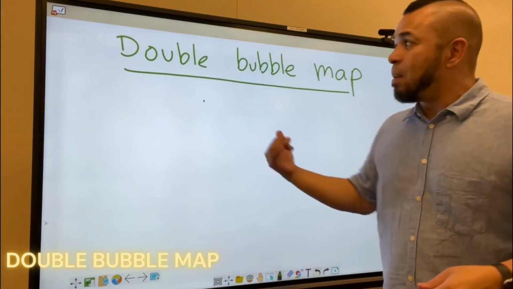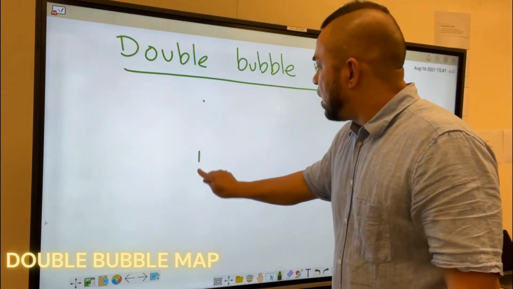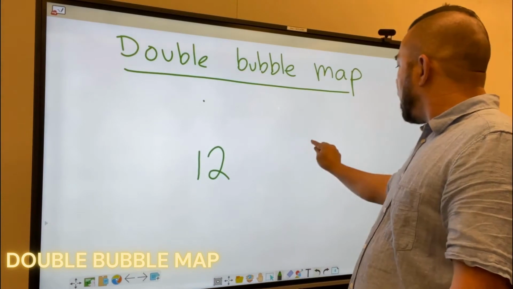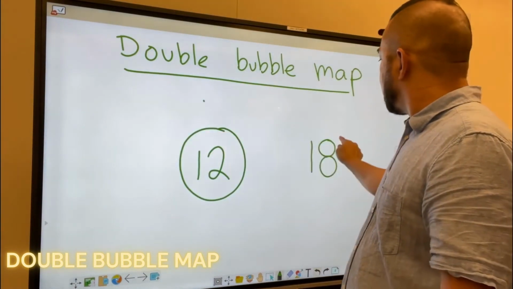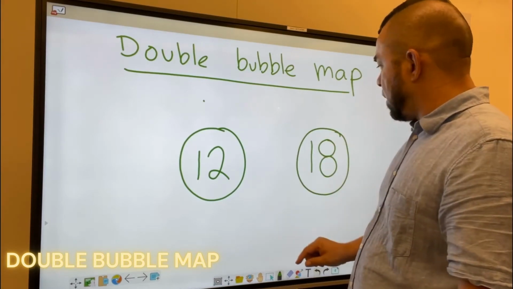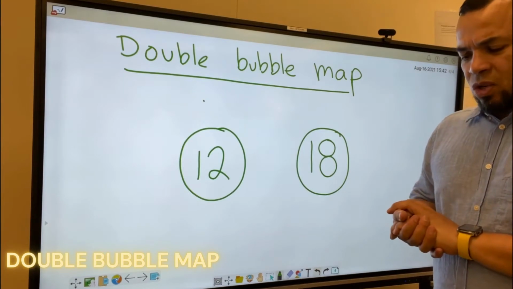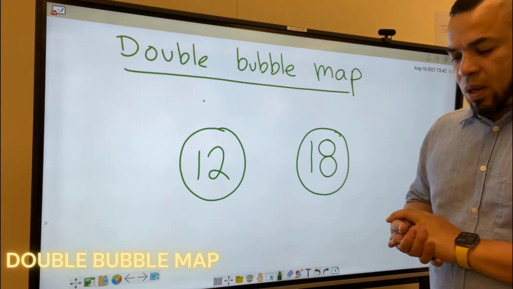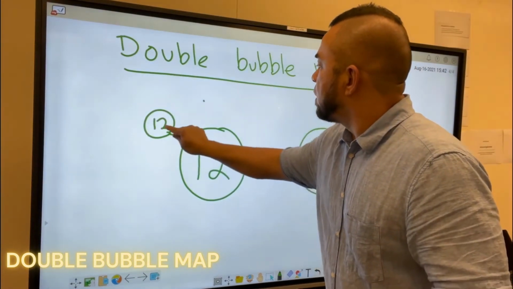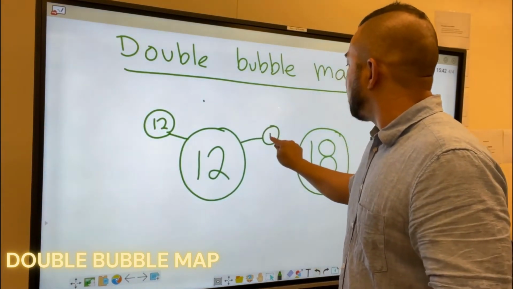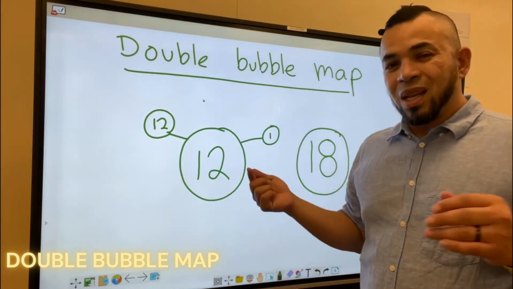Okay, so now let's jump into the double bubble map. And again, we're looking for the greatest common factor for 12 and 18. So I'm gonna make bubbles. Okay, so now I'm going to think of the factors of 12 first, okay? So what makes 12? So 12 times 1 makes 12. And then I'm gonna think of what else makes 12?